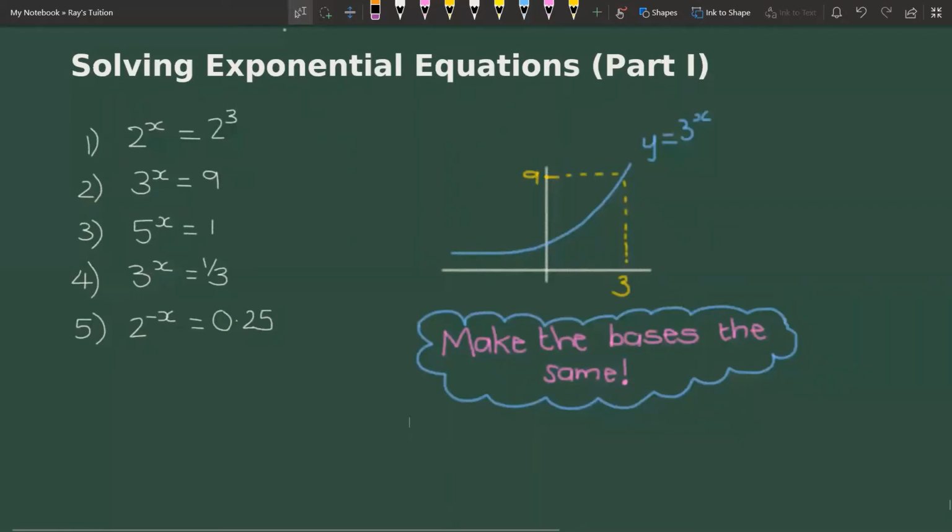Hi everybody and welcome to this first video on solving exponential equations. In this video we look at the simplest version of exponential equations and how to solve them. Please pause this video now if you would like to attempt it by yourself and then continue with us once you are done.